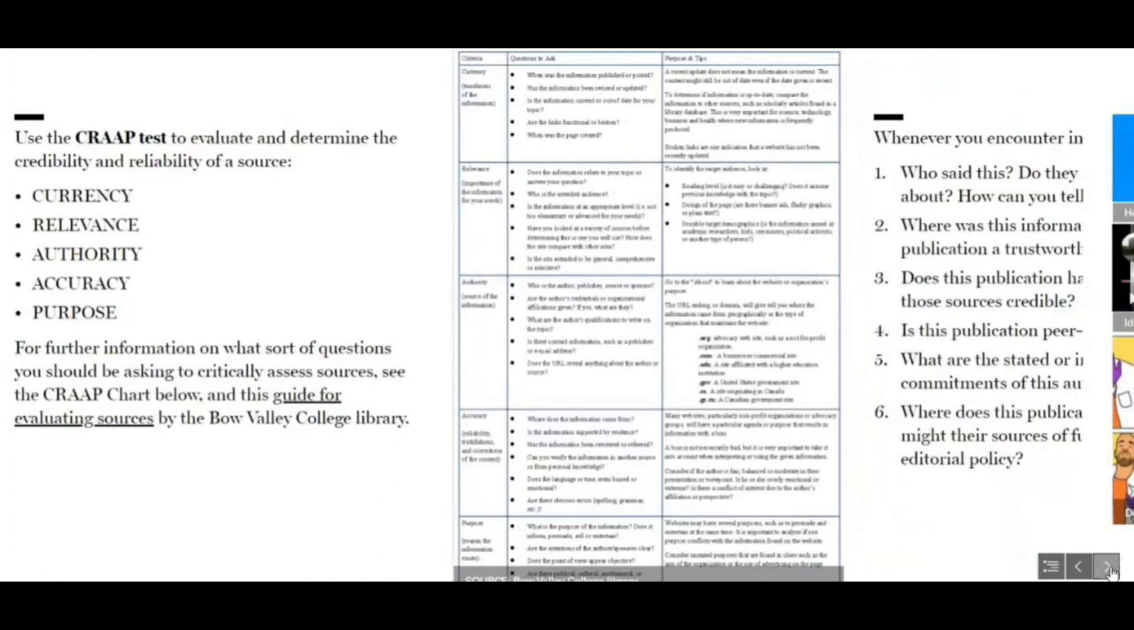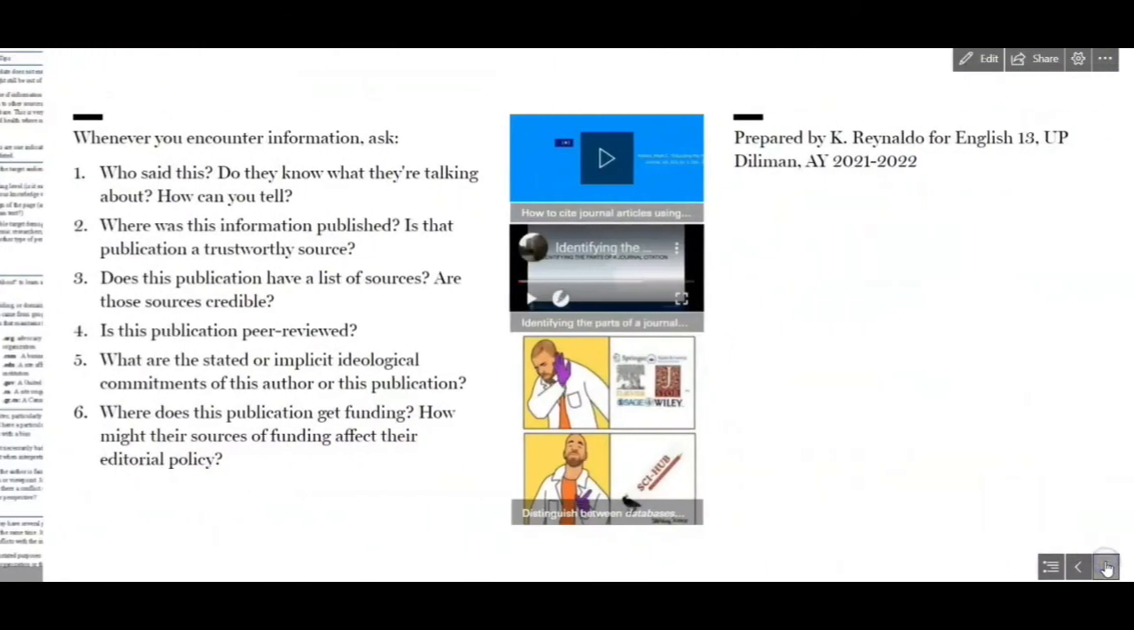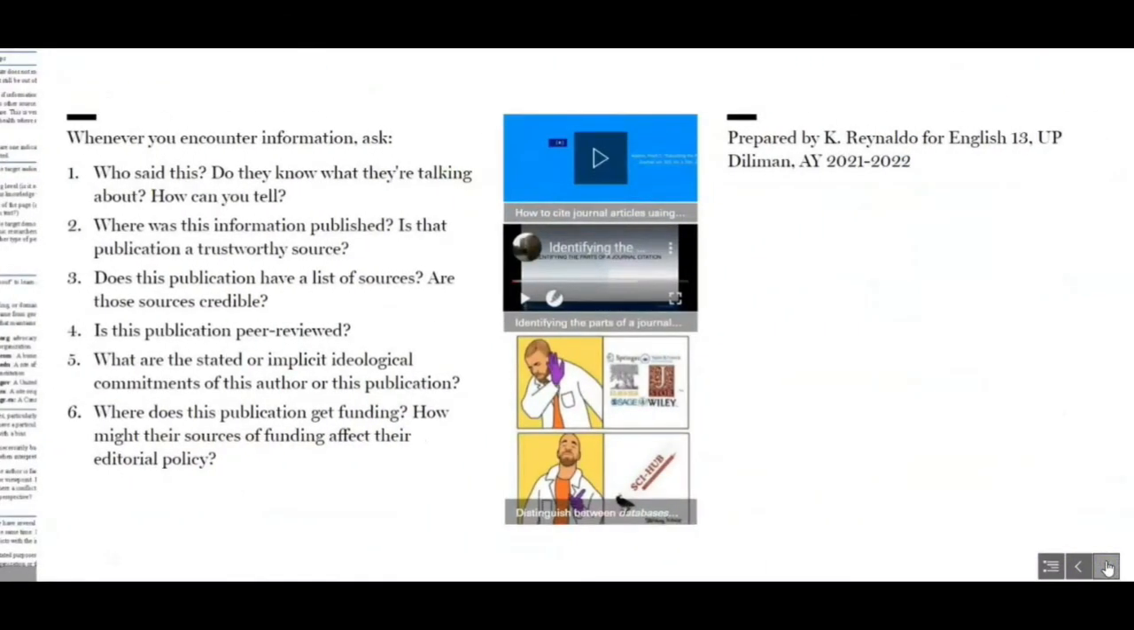So you question the purpose for the existence of a particular kind of information. Here I included this very nifty, useful table for evaluating your sources of information. Please read through them. I won't read them out loud for you. And then I also included some questions that you can ask in order to evaluate information more clearly. So these are the things that you can ask.